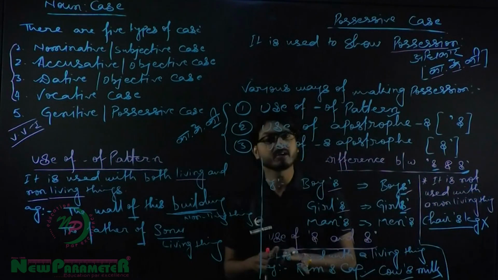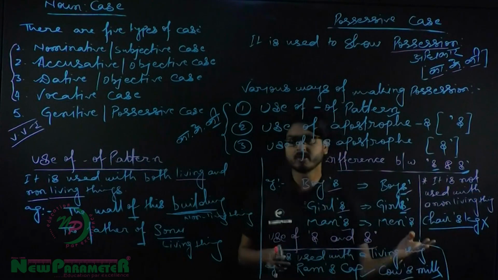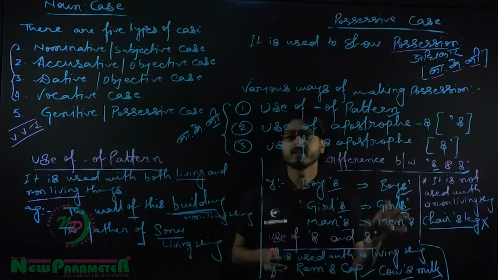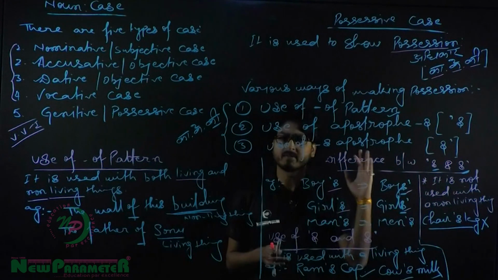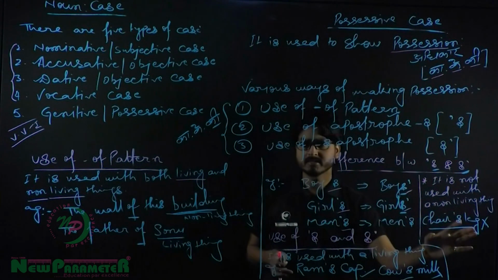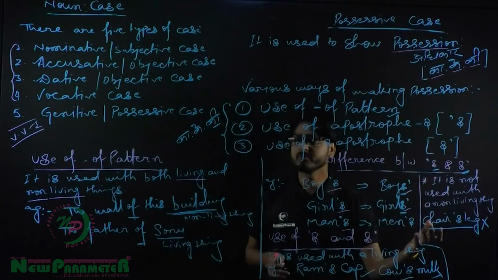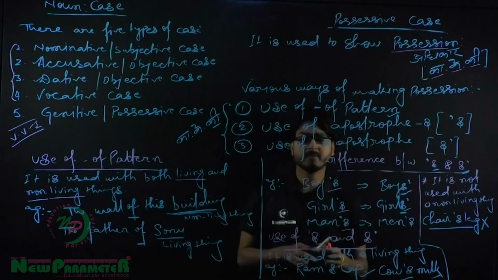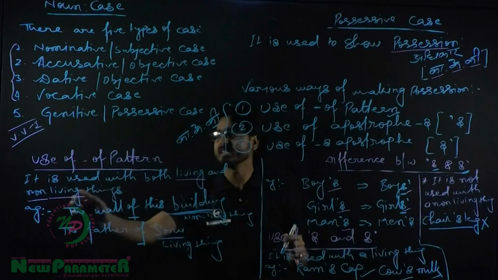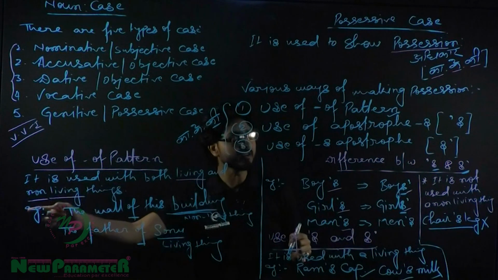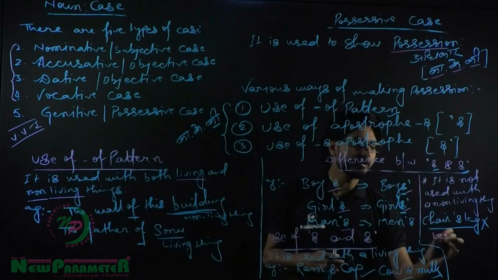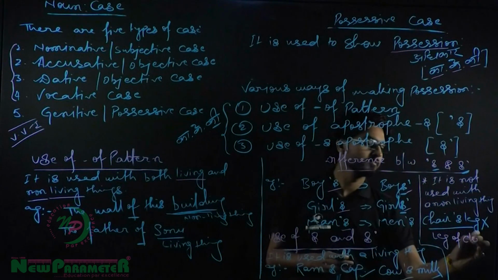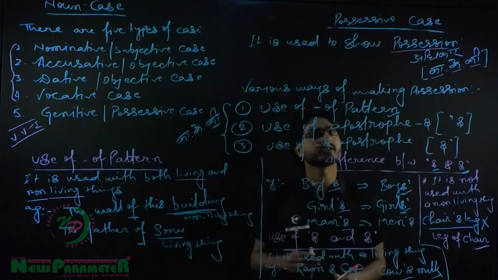Suppose it is asked in a common error, we have just to find out the error. If you are told to improve the sentence, you have to improve the sentence. Then we go for the of pattern, because it is used with both living and non-living things. So the correct answer should be leg of chair. It is the correct one.